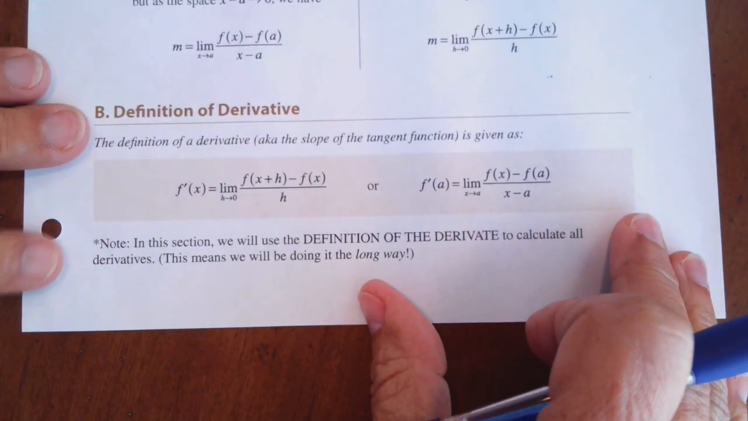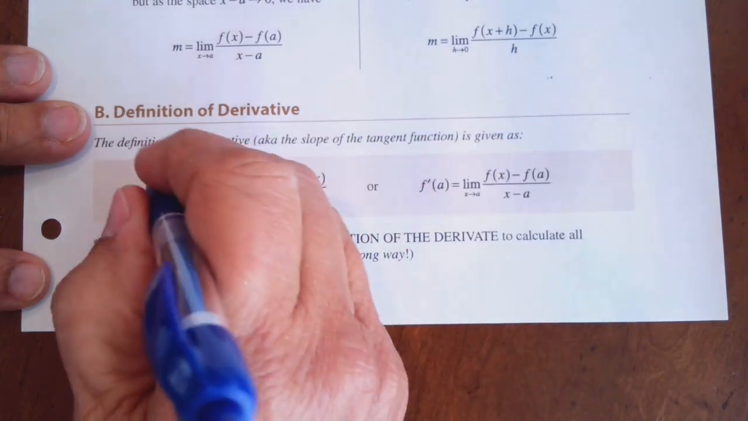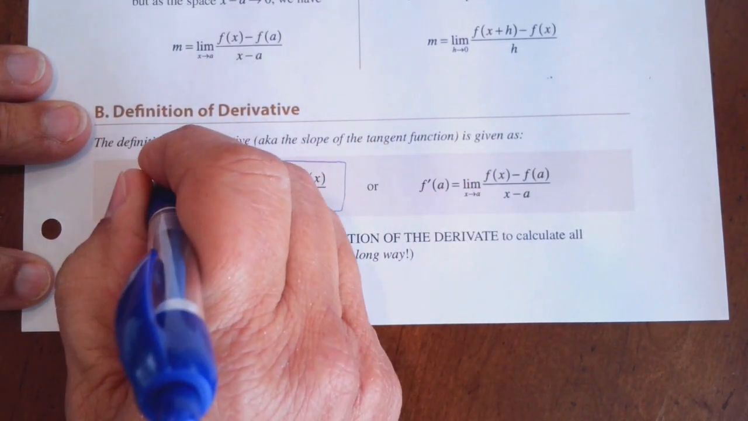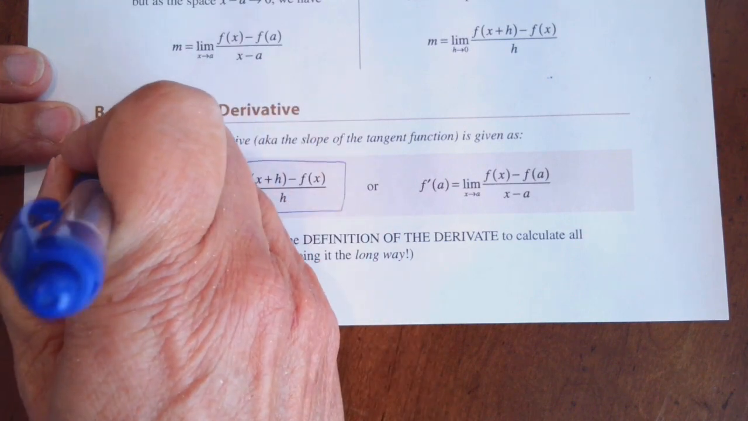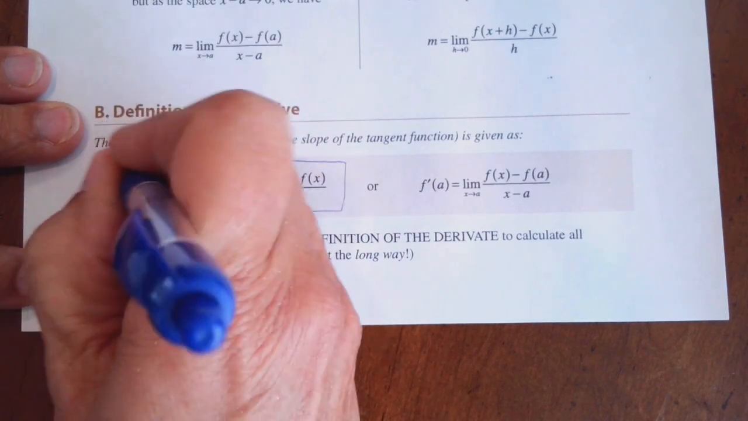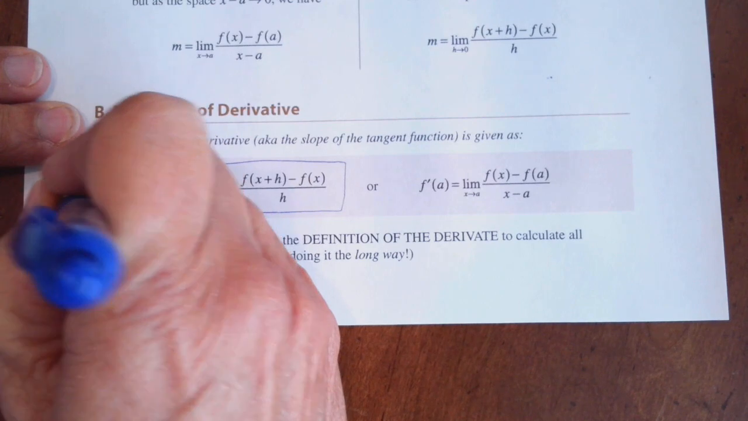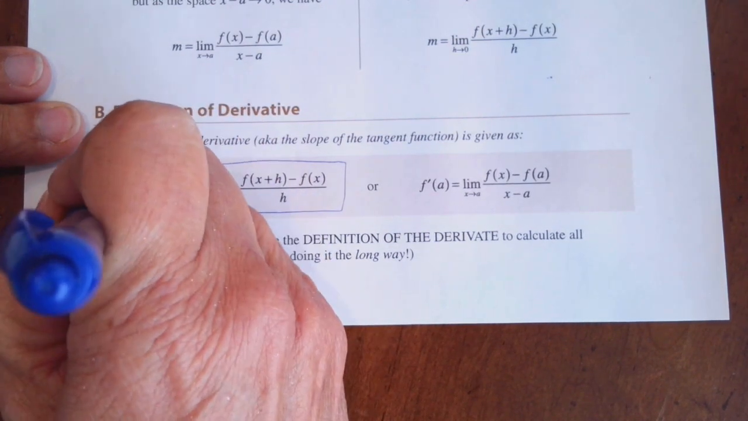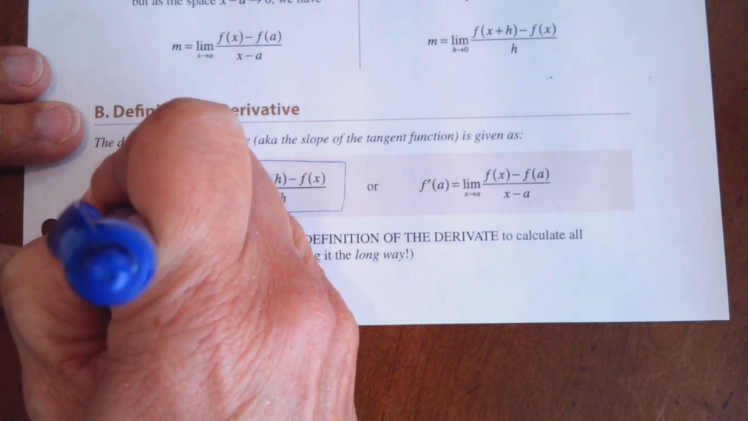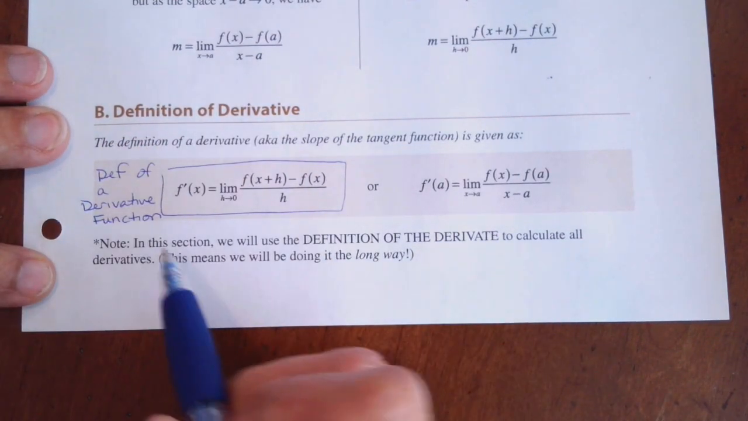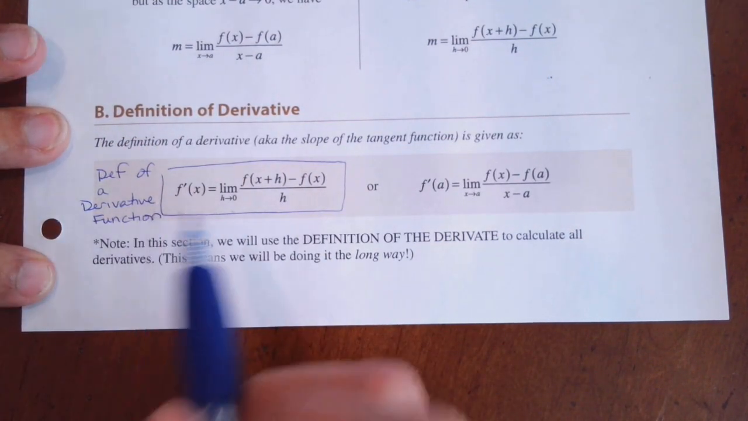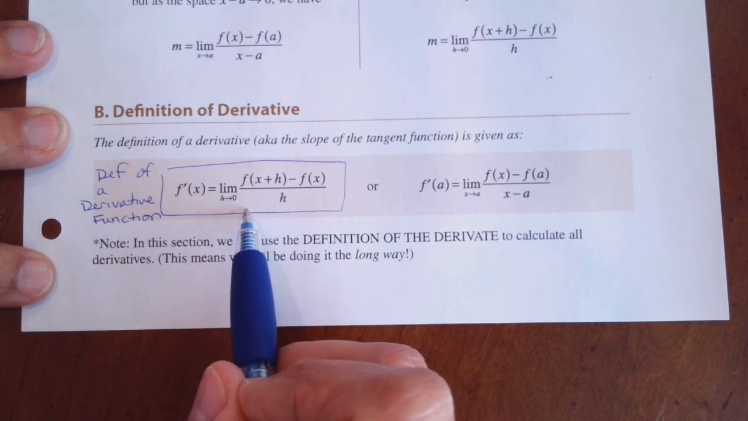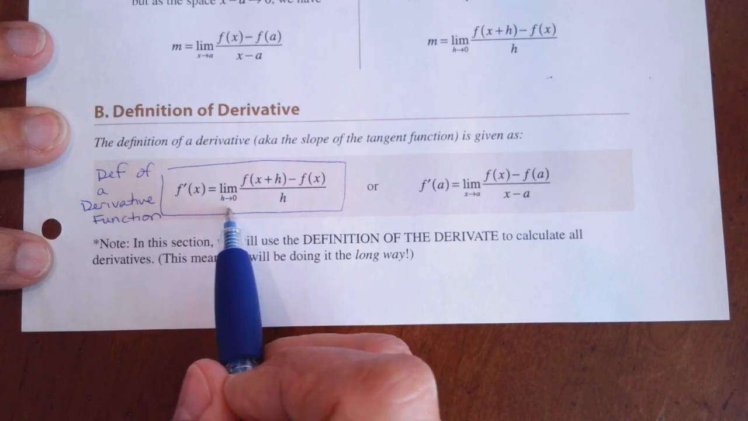Okay, so keep in mind that this piece right here is the definition of a derivative function. This is when you're asked to find the derivative of a function. You're not going to be given a point. No point is given. This is important that you remember the difference.